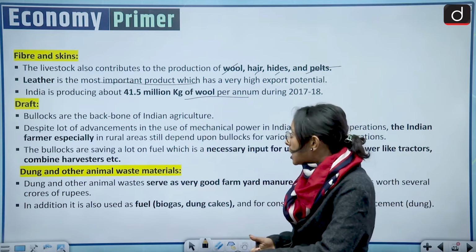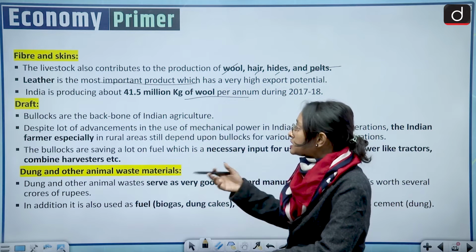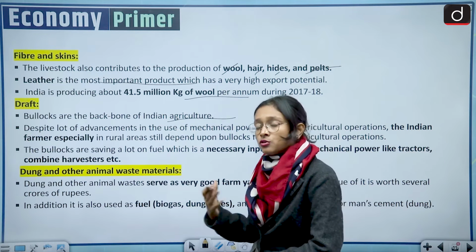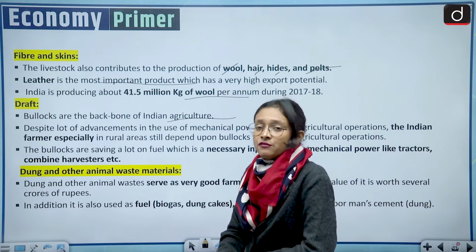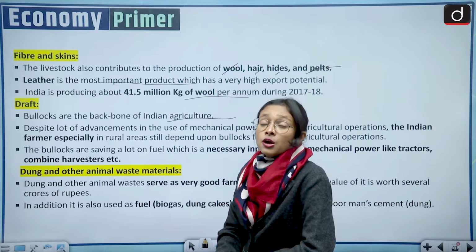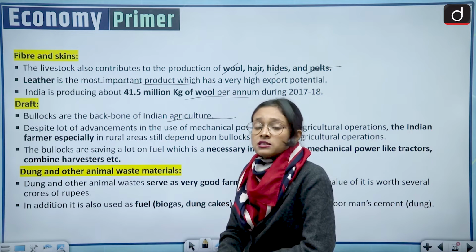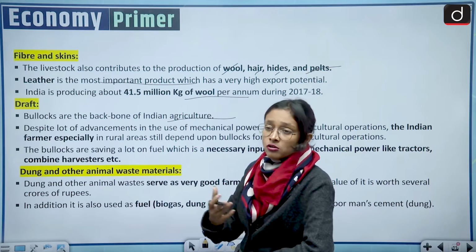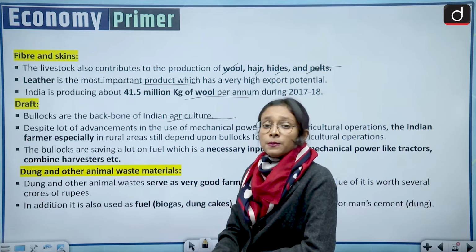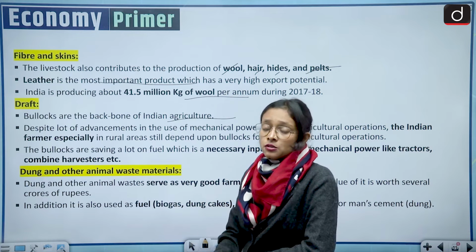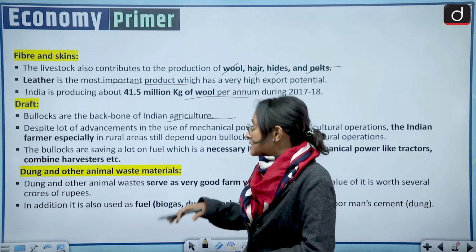When it comes to draft, bullocks are the backbone of Indian agriculture. Today we have grown with technology, and we have tractors and many other things for irrigation, but there are still a few families who are dependent on the buffalo, especially in rural India. Recently we have also seen that many people are still using bulls for irrigation. In that sense, they also work as draft.